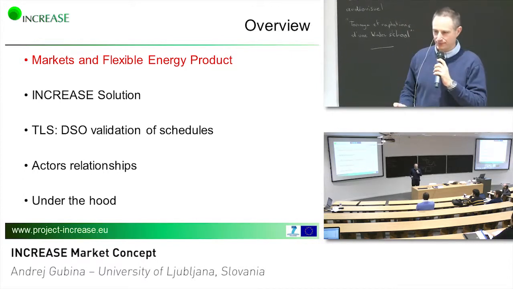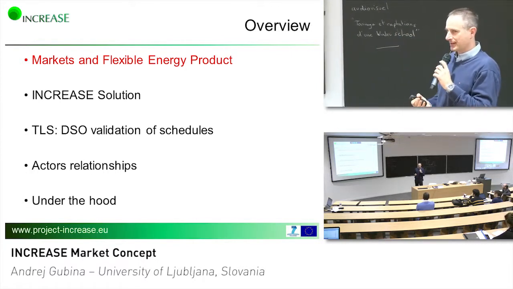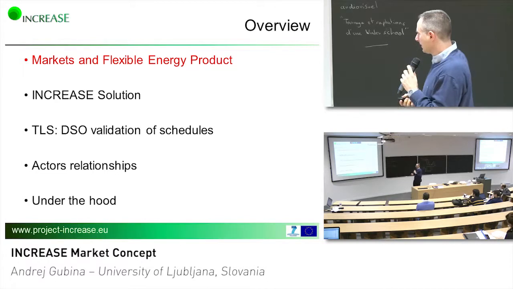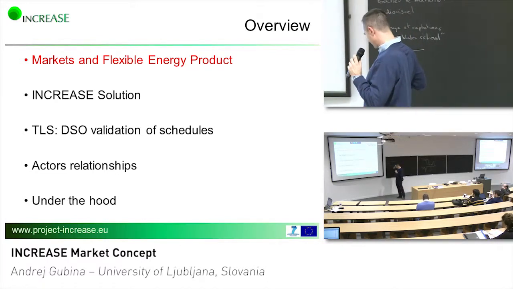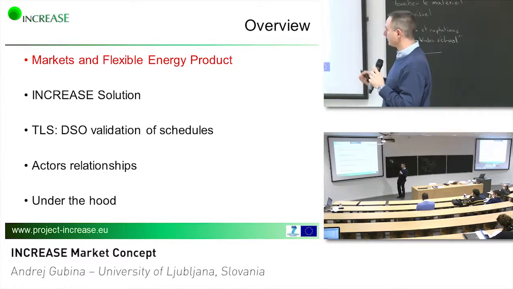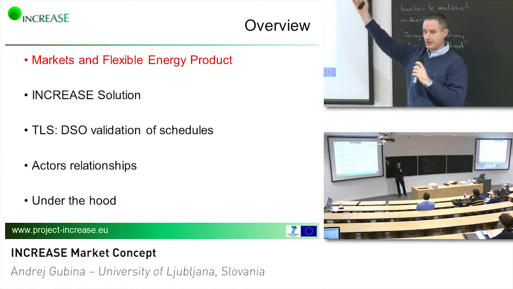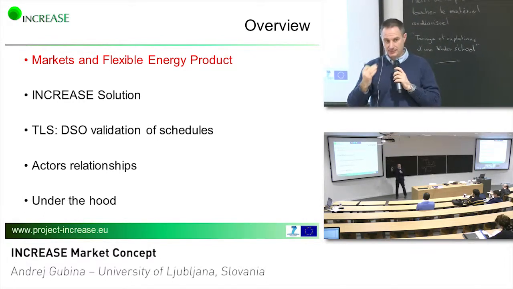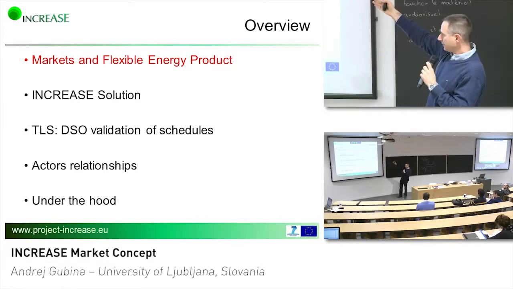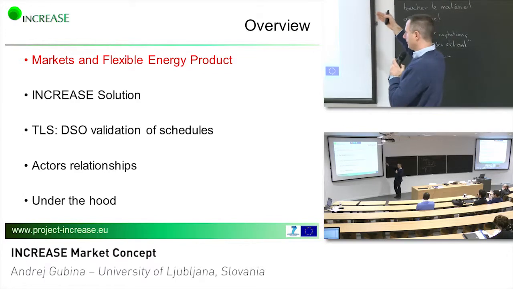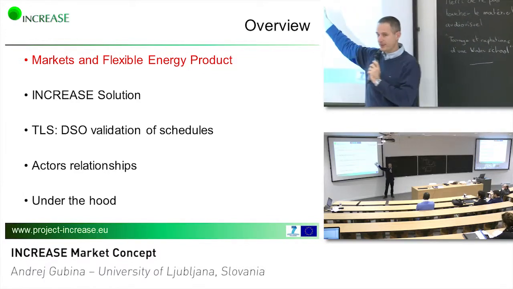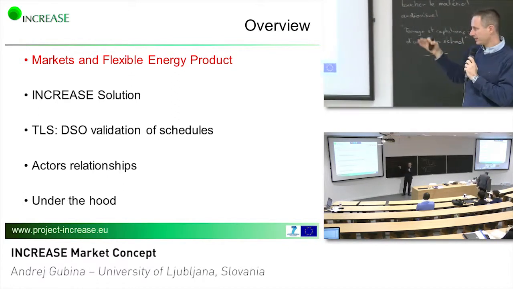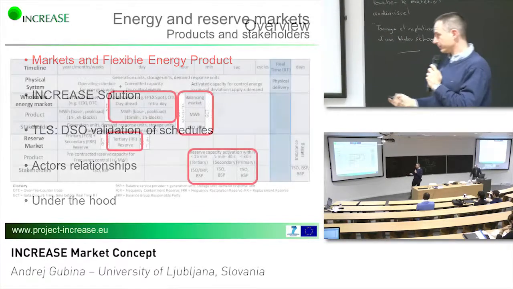My colleague, a good friend, Professor Papayannis, presented something yesterday regarding an overall view of what we are doing in the project, but here I have five points that I propose we visit today. One is about the markets and the flexible energy product as an answer to the flexibility question. I showed that in Aachen, but I think it's worth revisiting. What is the Increase solution? How are we doing it? How does the DSO actually validate the schedules? And then the relationships among actors that we envision, and if there's some time, we also look under the hood.